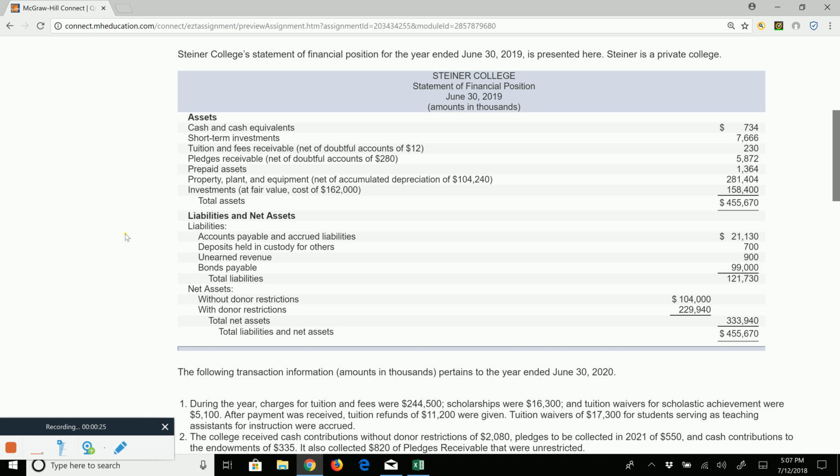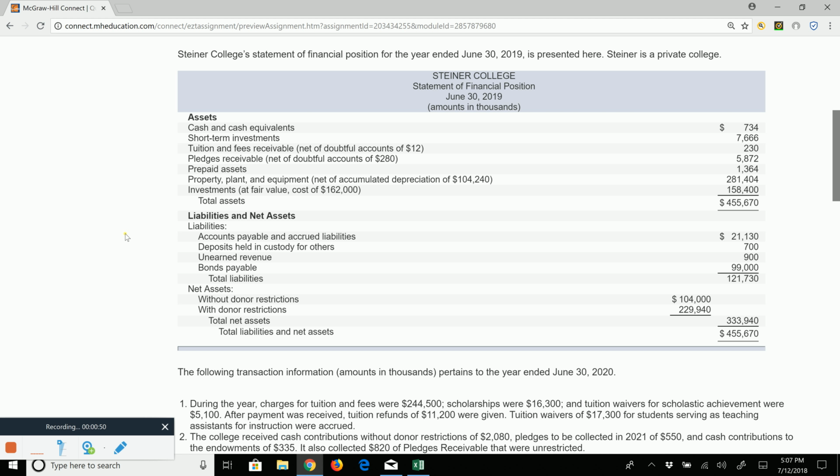And then there's one homework problem where we take a look at various transactions and we look at private versus public colleges side by side. So that's a really good one. It really shows you the differences and the similarities between private nonprofit colleges and public nonprofit colleges. There are differences. Now remember, we're going to go through this first one, Steiner College.